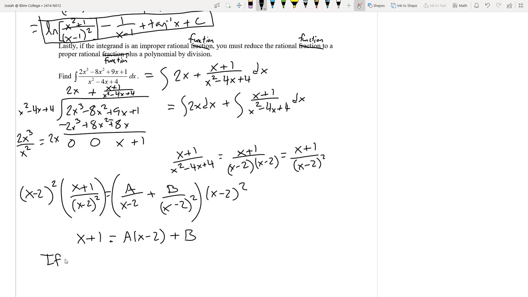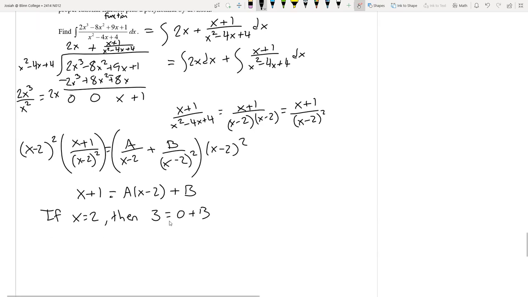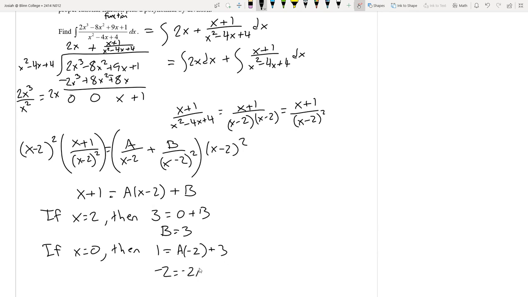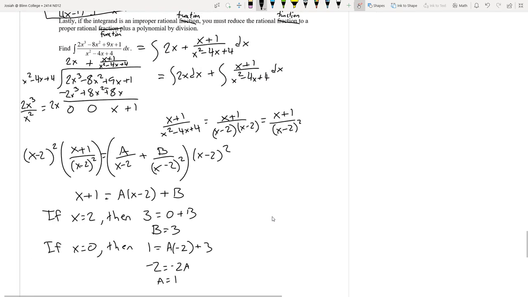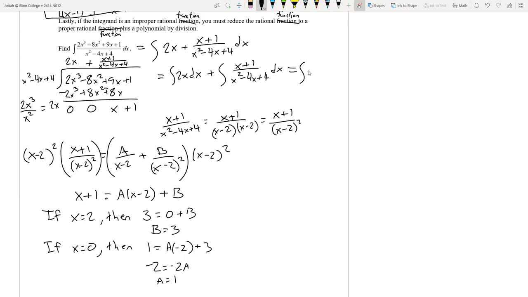So if x equals 2, that's probably going to be our easiest way to go. Then we got 3 equals 0 plus B, so B equals 3. And then really we can use any other x value. Right? We don't really have something that can make A equal to 0, but we know what B should be equal to. So we'll go ahead and use the simplest x value we can, which would be 0. So we have 1 equals A times negative 2 plus 3. So negative 2 equals negative 2A. So A is just 1. And so up here, we have 2x dx plus, we rewrite it in our partial fraction decomposition, 1 over x minus 2 plus 3 over x minus 2 quantity squared.